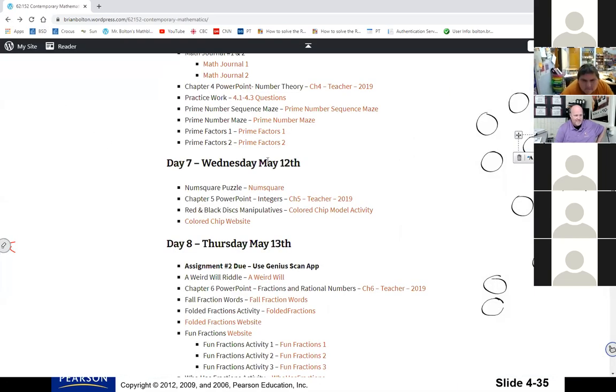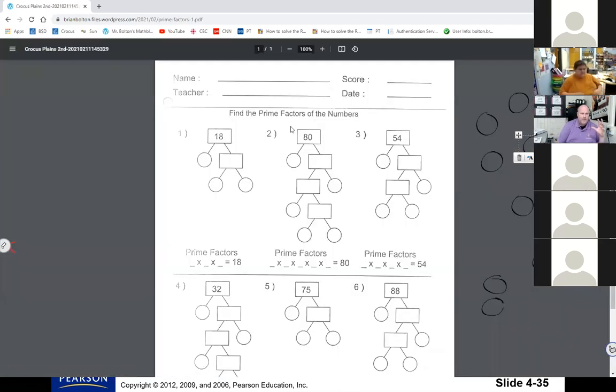The next one is these two here. And these are really, really useful if you're trying to teach prime factorization because it gives you everything laid out for it already. You see the circles and the squares. If it's a circle, it's a prime number. If it's a square, it's a composite. And then you have to split it again.